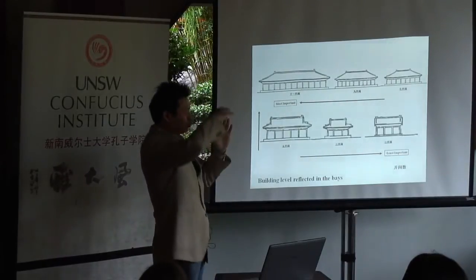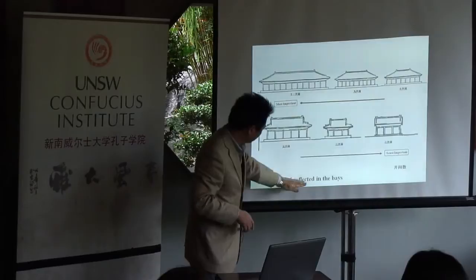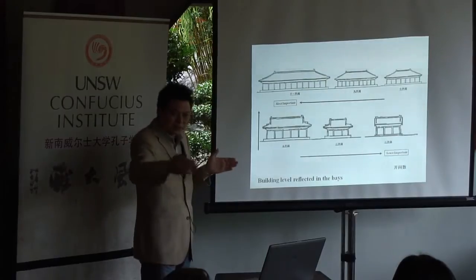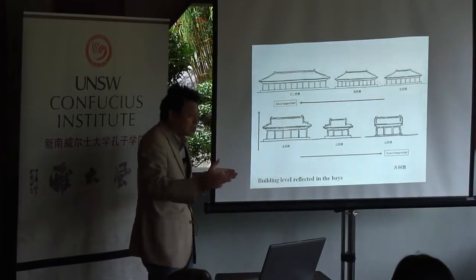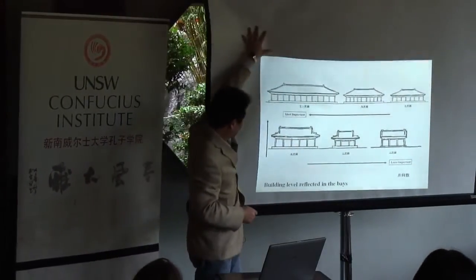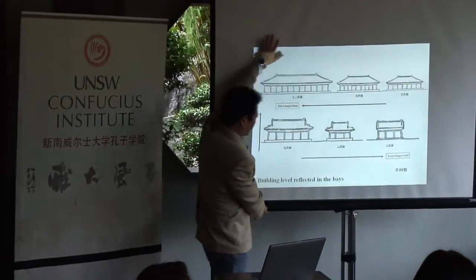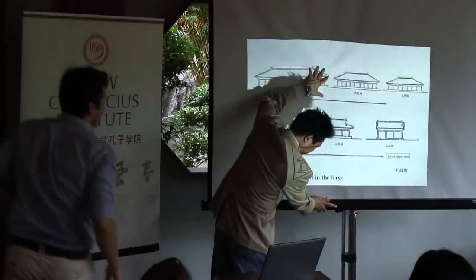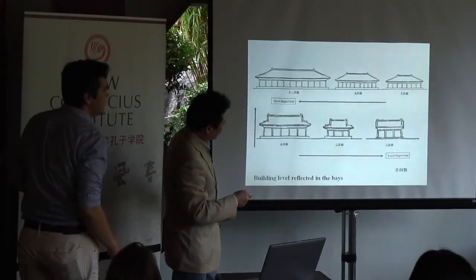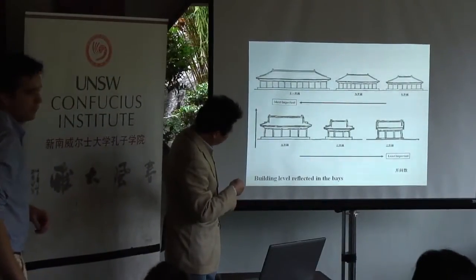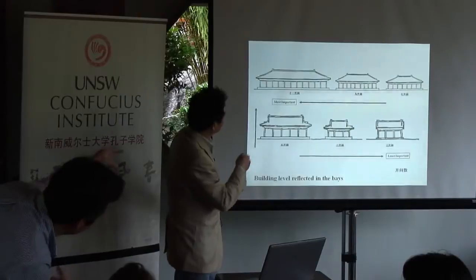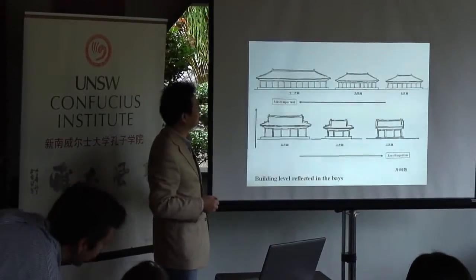That is the roof style, and now we talk about the building level reflected in the base. A moment ago I talked about the three-bay hall, which is very simple, a very basic unit. This one is a low situation, and 5 bays will be more important. 7, 9, and 11 are most important.